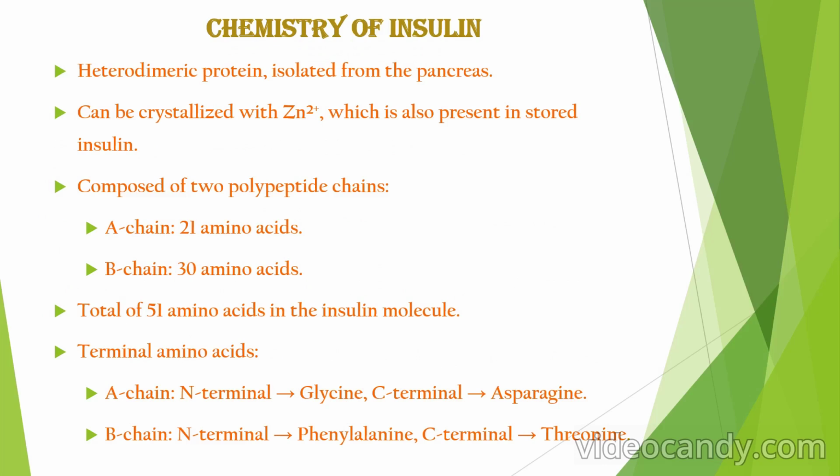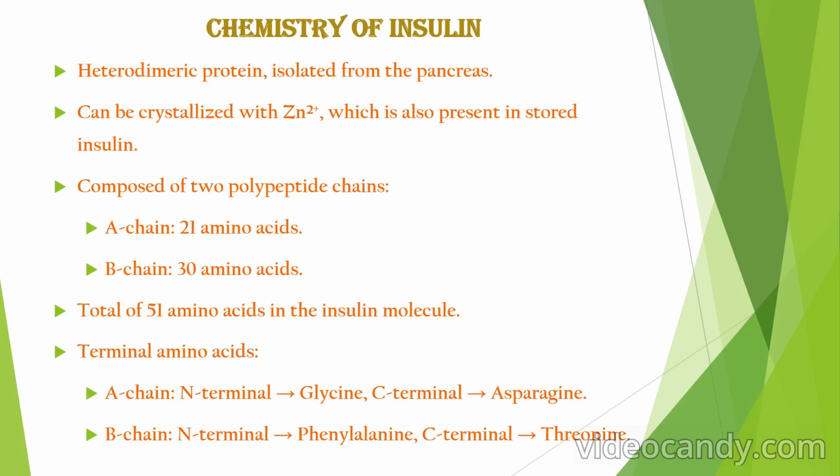Structure of insulin. Insulin is a heterodimeric protein, which has been isolated from the pancreas and is crystalline in form. For crystallization, it requires zinc 2 plus ions. Zinc is also a constituent of stored insulin and normal pancreatic tissue is relatively rich in zinc.